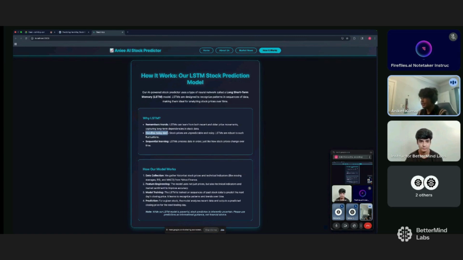It handles noisy data, which LSTMs are robust to, for such fluctuations. And then there's sequential learning. It just processes data in order, just like how stock prices change over time.